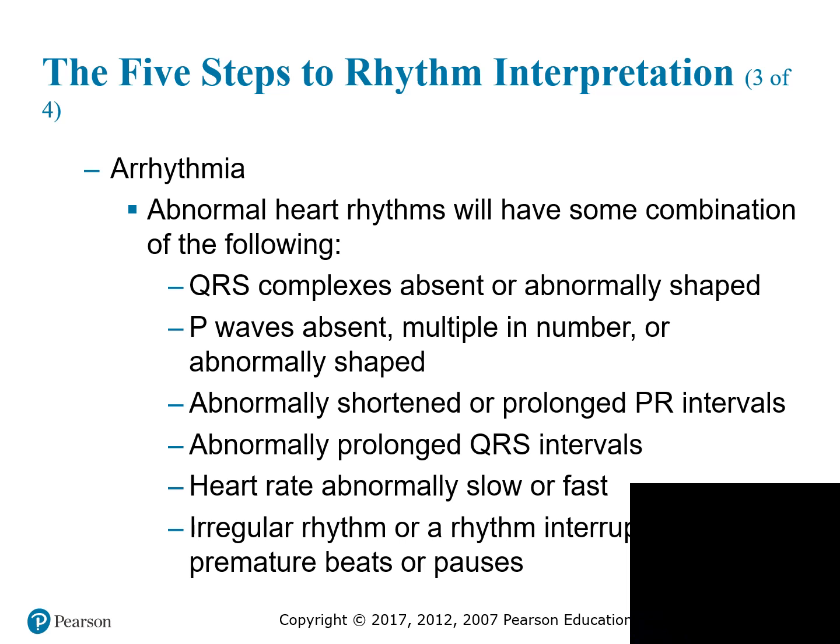Arrhythmias. Arrhythmias are abnormal heart rhythms that can have a combination of different things. They can have a QRS complex that's absent or abnormally shaped, meaning your QRS, instead of being pretty and narrow, might be wide and bizarre, or it might not be there at all. You'll just have a P wave with no QRS attached to it. Sometimes you'll have a QRS, but you won't have a P because the P has disappeared or is absent. Or you have a lot of P's.